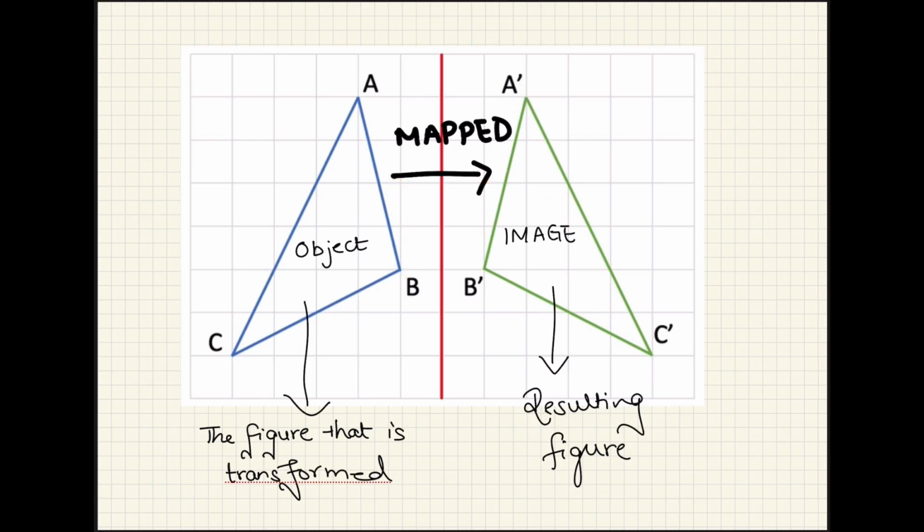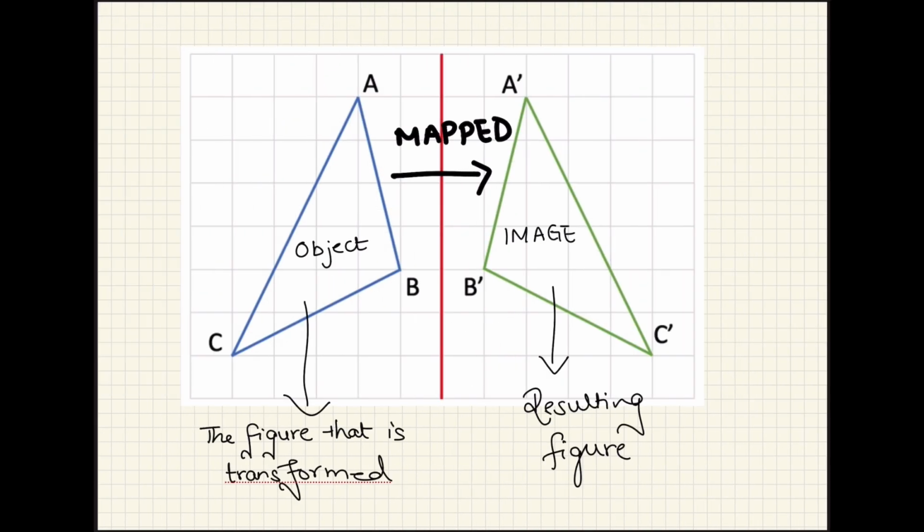And we denote the mapped image or the point. So for example, A is the object point and the mapped point is often denoted by this prime. So A is mapped onto A prime. B is mapped onto B prime. C is mapped onto C prime. Okay, so we are going to use the same key terms for all four kinds of transformations.